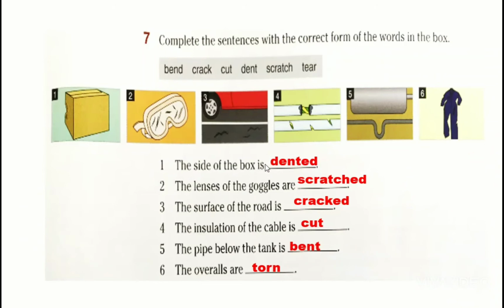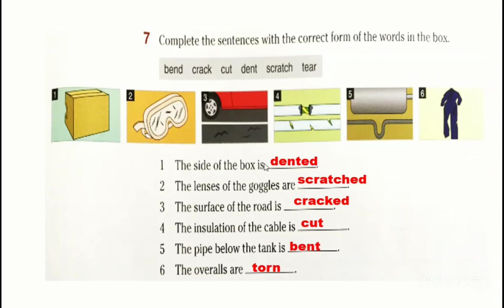This word, this past participle, dented, we can use it as a noun. I can say there is a dent in the side of the box. There is a dent. Look here at the goggles. I can say there are scratches. There are scratches on the lenses of the goggles, right?